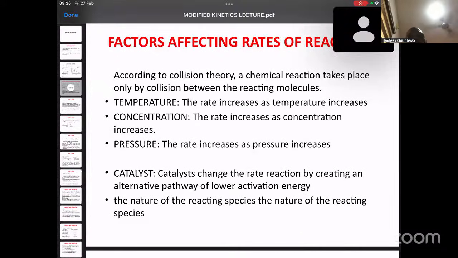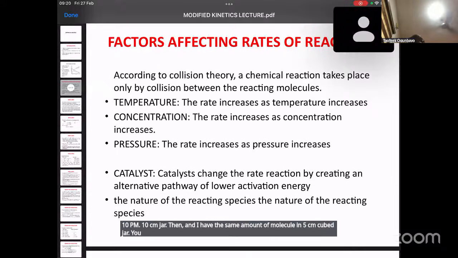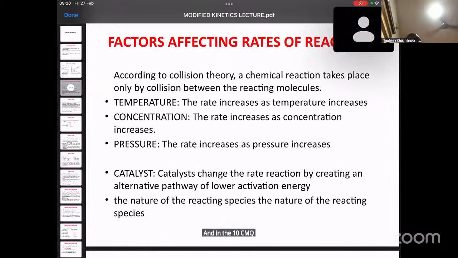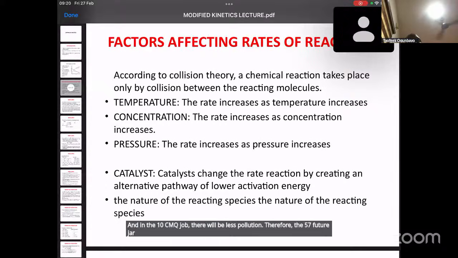in a 10 cm cube jar, and I have the same amount of molecules in a 5 cm cube jar, you know that there will be much more collision in the 5 cm cube jar. That is the higher pressure. And in the 10 cm cube jar, there will be less collision. Therefore, the 5 cm cube jar, which has higher pressure, will have a higher rate of reaction than the 10 cm cube jar. That is how. So higher pressure increases rate, lower pressure decreases rate.